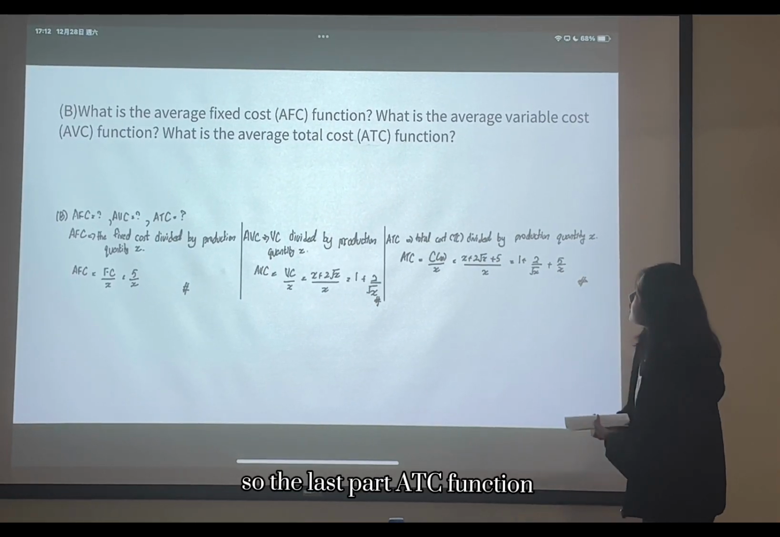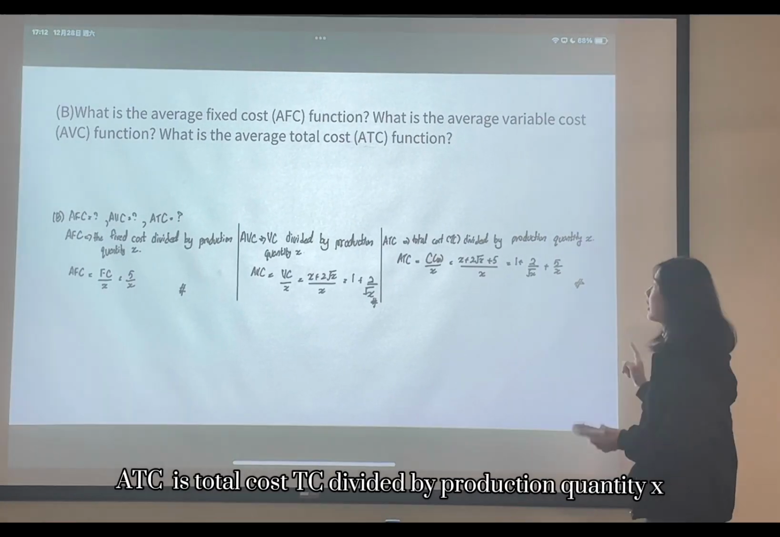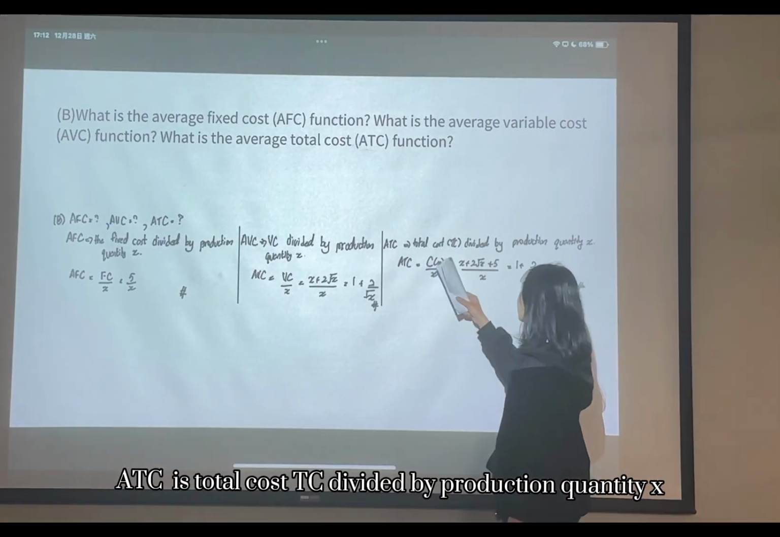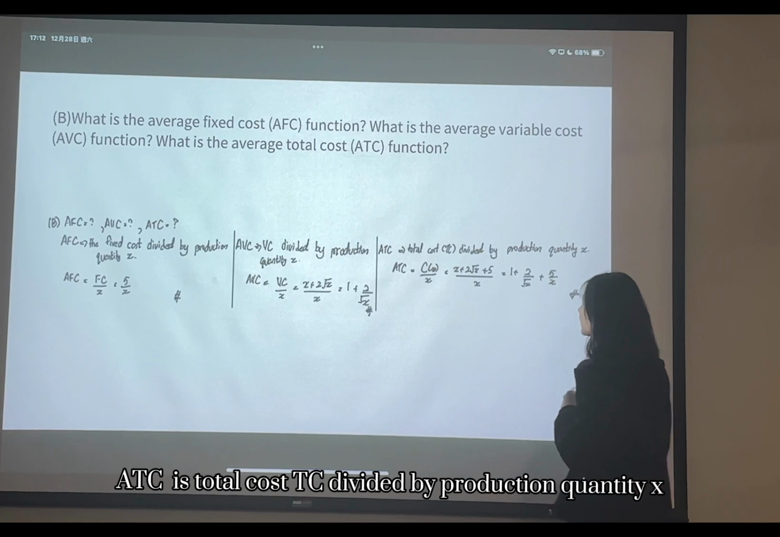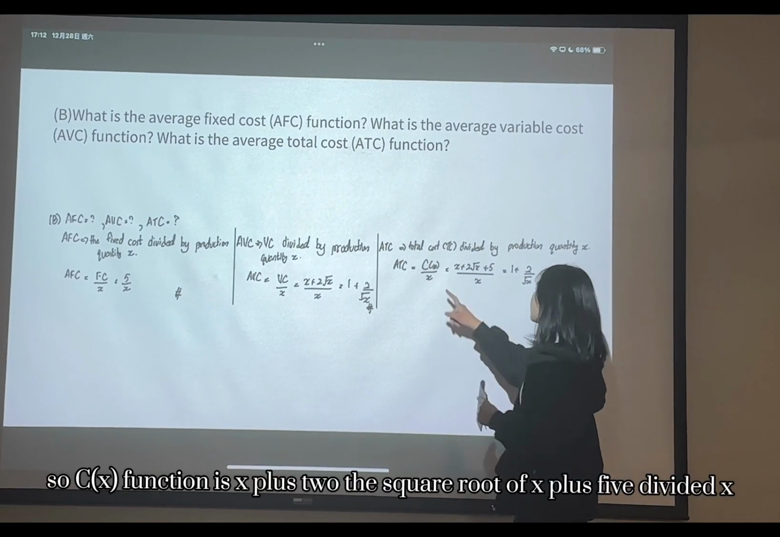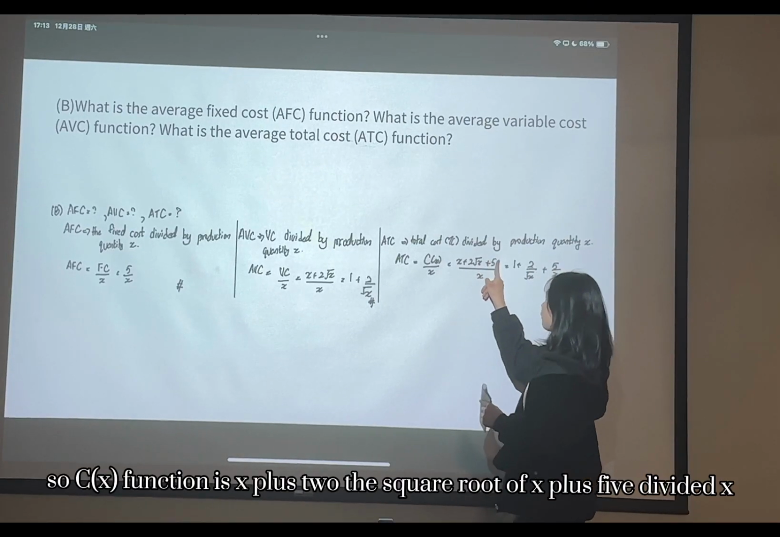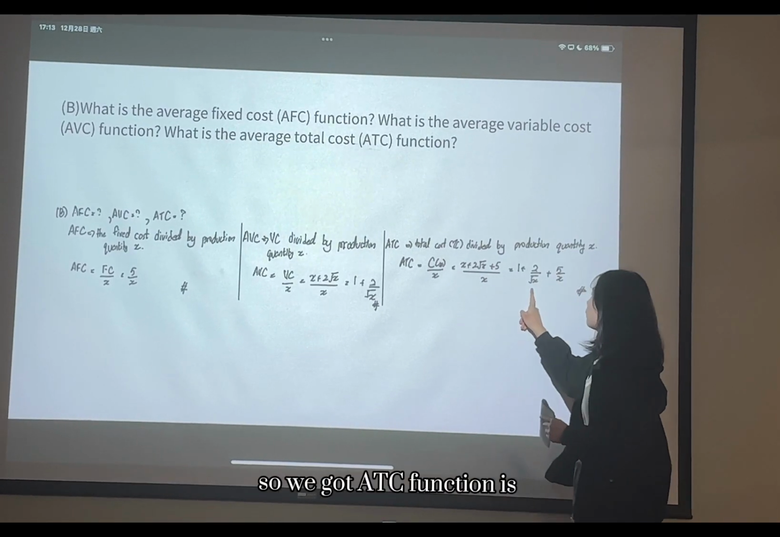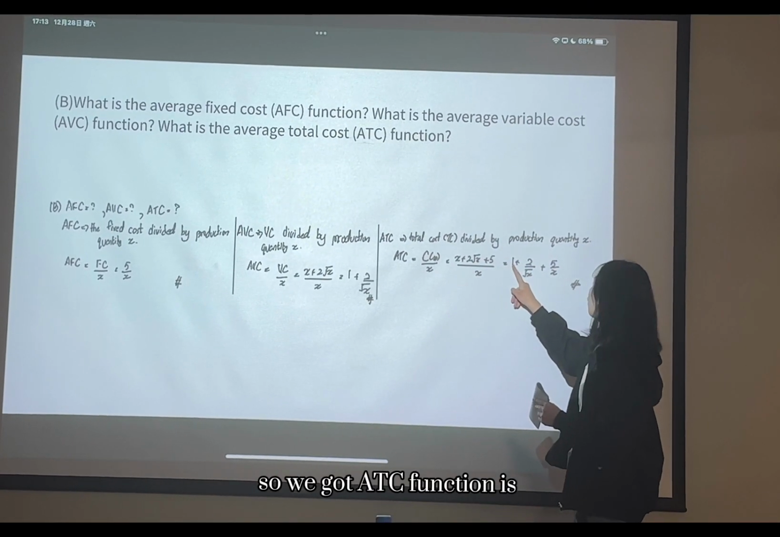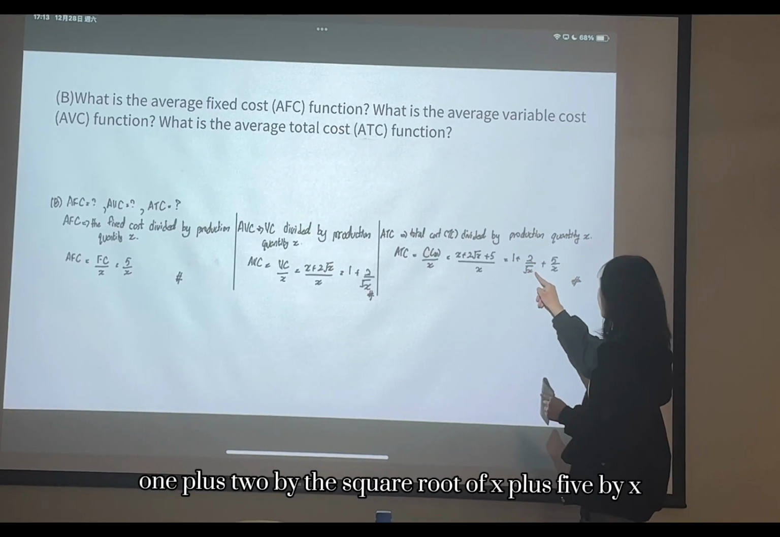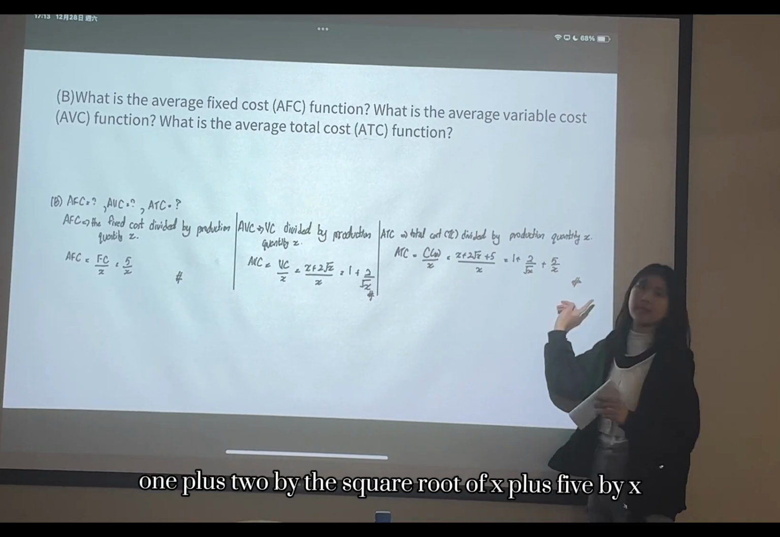The last part is the ATC function. ATC is total cost TC divided by production quantity X. So the C of X function is X plus 2 the square root of X plus 5, divided by X. So we get the ATC function as 1 plus 2 over the square root of X plus 5 over X.